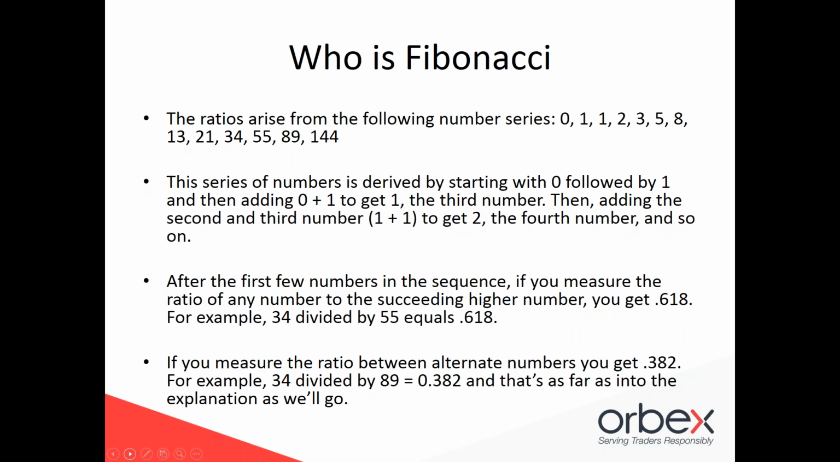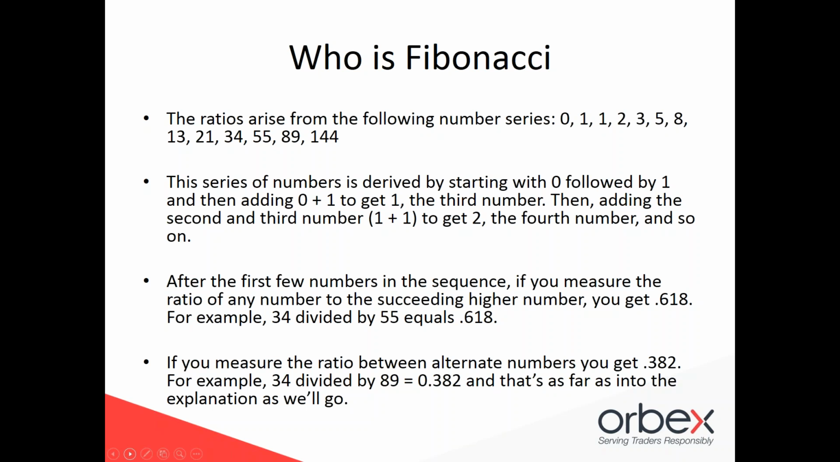So after the first few numbers in the sequence, if you measure the ratio of any number to the succeeding higher number, you would get 61.8, we call it, but you'll get 0.618. For example, if you divide 34 by 55 in the sequence, it will also equal 0.618.